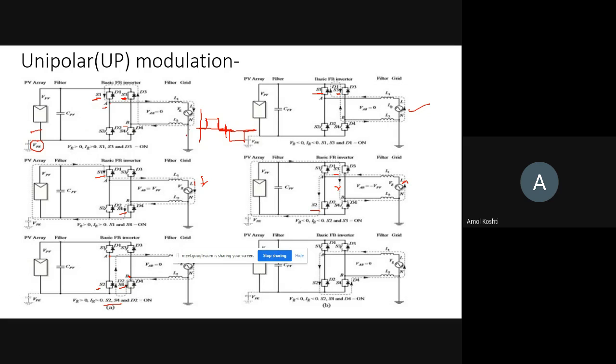So this is what about the unipolar. What is the difference here? Here the output magnitude will be less as compared to this input. Why? Because the zero instant is more here. So depending on the requirement and depending on the application, we have to use this modulation technique.